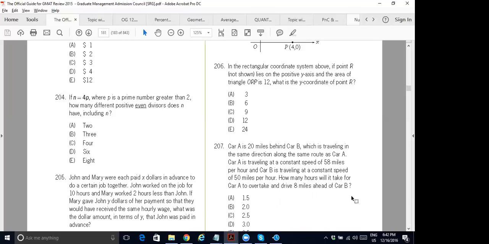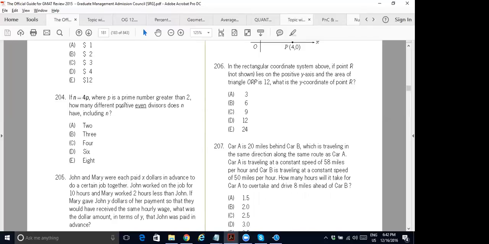How many different positive even divisors does n have, including n? 4. Yes, that is right. And why? I listed them out. So 1, 4p, 2, 2p, 4, and p. P is a prime number greater than 2, which means p is odd. So then if you see, it'll be 4, 2, 2p, and 4p.